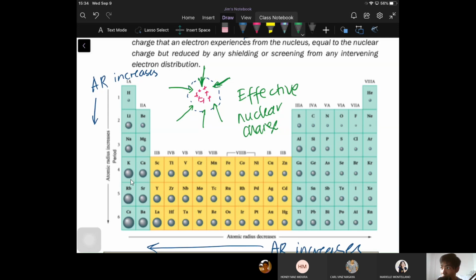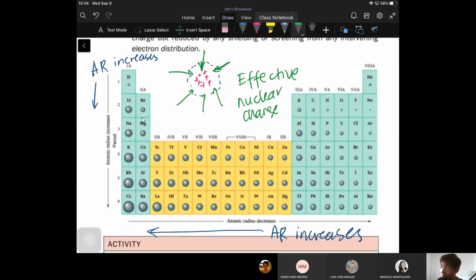That's why, as you go from left to right, the size of the atom decreases. Why? Because more protons are pulling on electrons of the same energy level, AKA the effective nuclear charge increases. There are more protons, so the electrons in the same energy level get pulled in. So the atom gets smaller, and the trend is reversed. Instead of getting bigger, it gets smaller because of the increased nuclear charge or increased protons. So that's the reason for the trend.